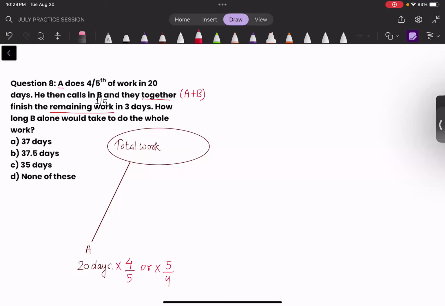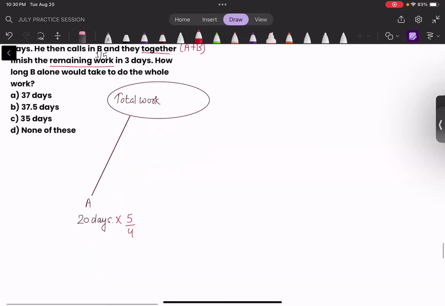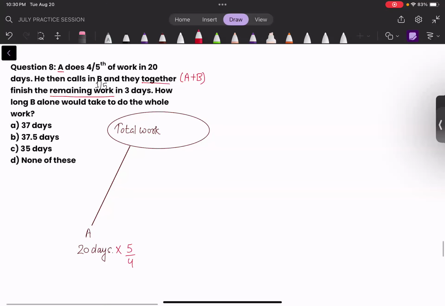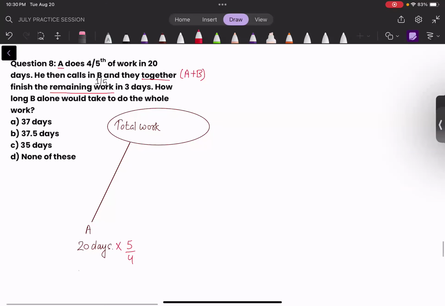So think logically now. 4/5 work takes 20 days. So total work will take more than 20 days, obviously. So 5 by 4. Okay. So remember this way, it will be easy. Or if you want to just memorize, just remember that multiply with opposite. They are saying 4 by 5. So multiply by 5 by 4. This will give you 4, 5, 5, 5, 25. So A will complete the work in 25 days.